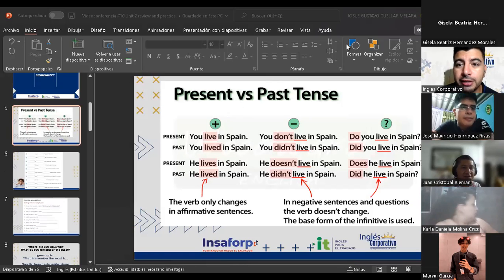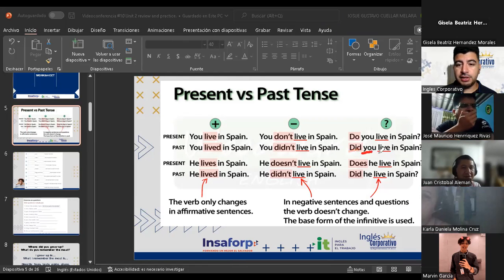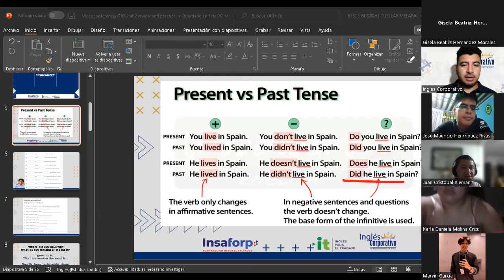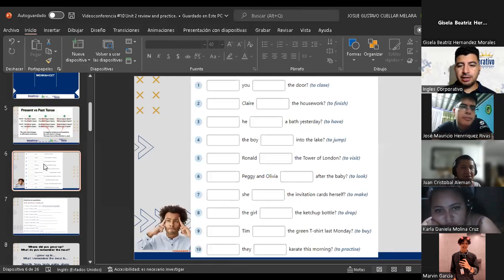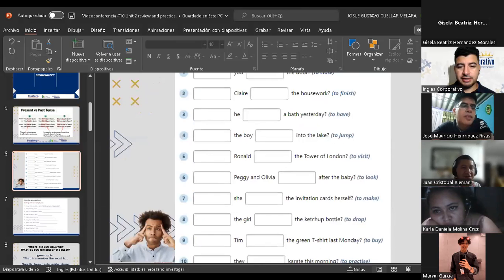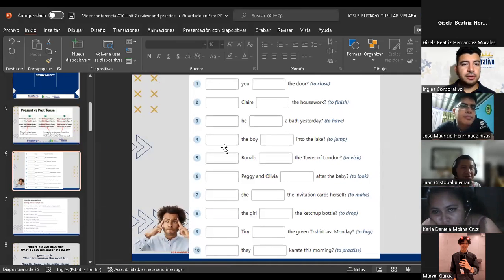We're going to work with questions. Vamos a trabajar con las preguntas in here. We're going to use did at the beginning, and then the subject, the verb, and the complement. Did es la clave. Okay. So, ya que sabemos esto, we already know how to do it. Here we have some questions. Just take a look at them. Denle una revisada y ya lo vamos a comenzar a desarrollar. We're going to do it in a moment.